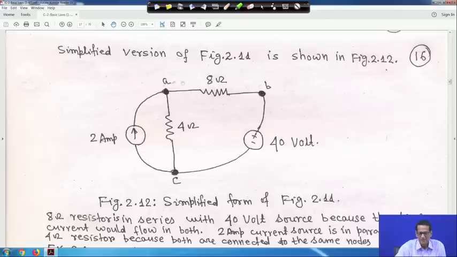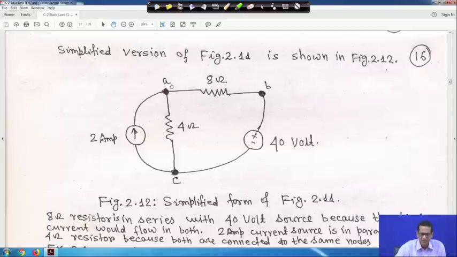So, there are 3 nodes A, B, C, and how many branches are there? 1, 2, this is a current source, it is connected across the terminal AC, a 4 ohm resistance is also connected across AC, right, and an 8 ohm resistor is connected across AB, and this 40 volt voltage source is connected across BC. So, there are a 2 ampere current source, a 4 ohm resistor, an 8 ohm resistor, and a 40 volt voltage source. These are the 4 elements and 3 nodes.